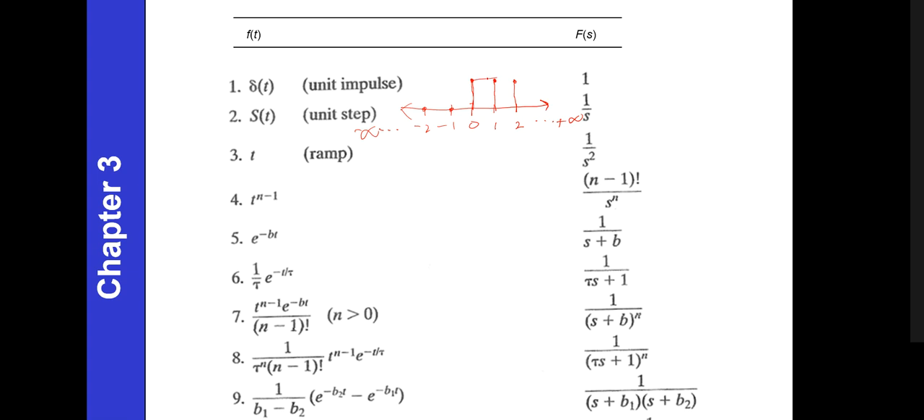So if you graph it, it goes straight across there. So that's a unit step. It is 0, and when it reaches 0 it becomes 1, and so on. So if you get the Laplace transform of a unit step, the answer is 1 over s.